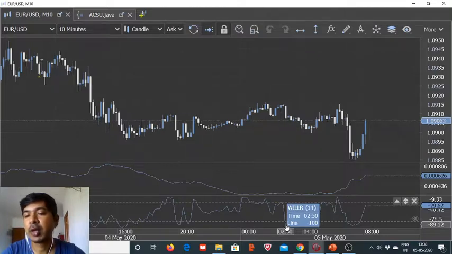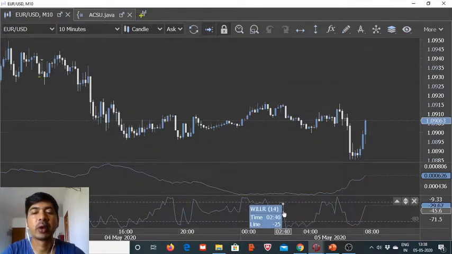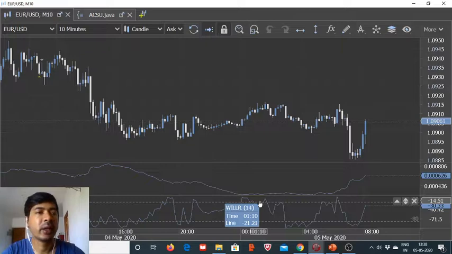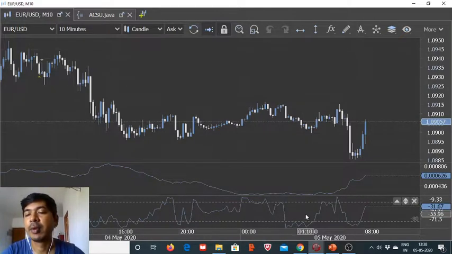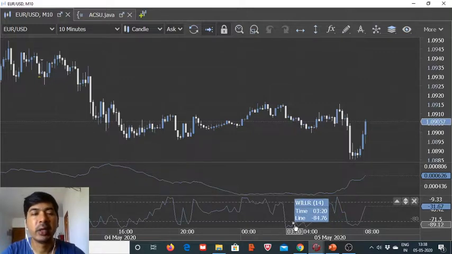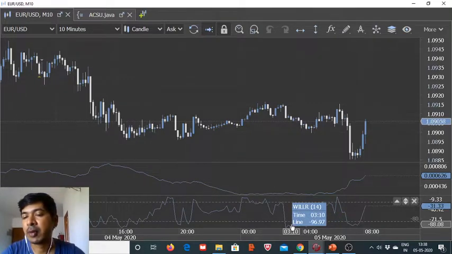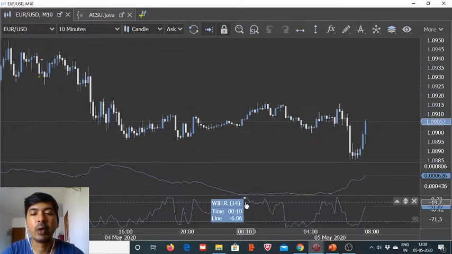For that we are utilizing the shift 3, and then for looking back at 2 hours of data we are utilizing the shift 12 on the 10-minute time frame. So we will be comparing these values. We need the shift 3 value to be less than minus 80, and we need the shift 12 value to be more than minus 20.